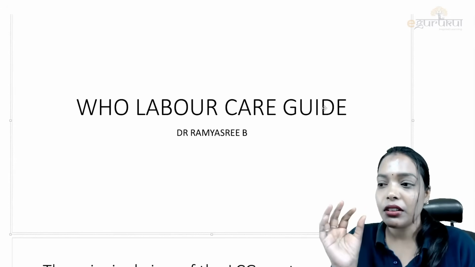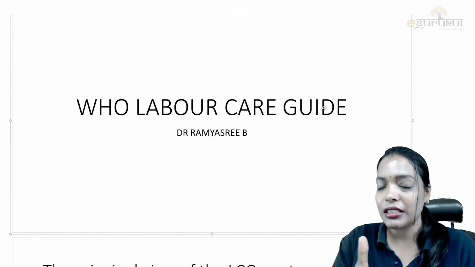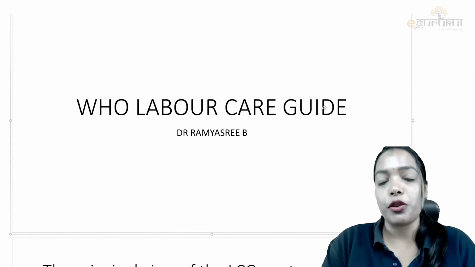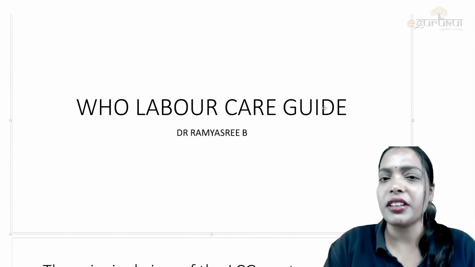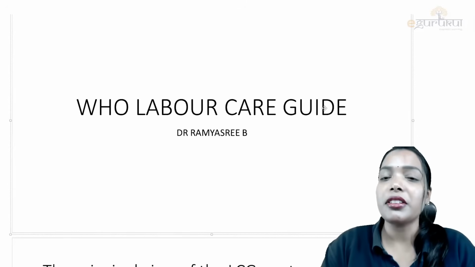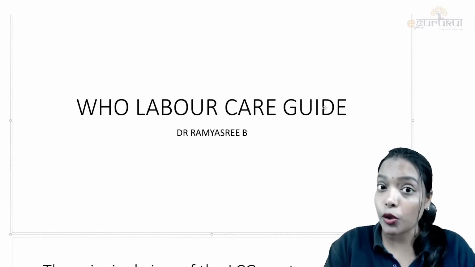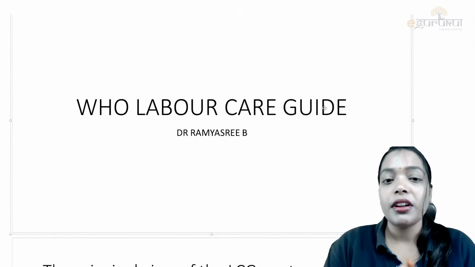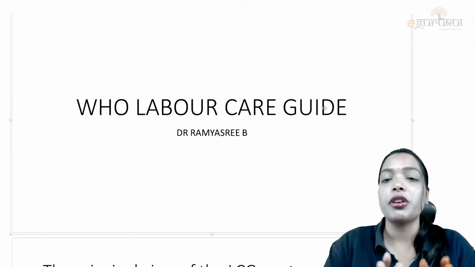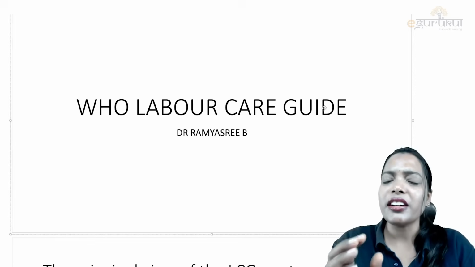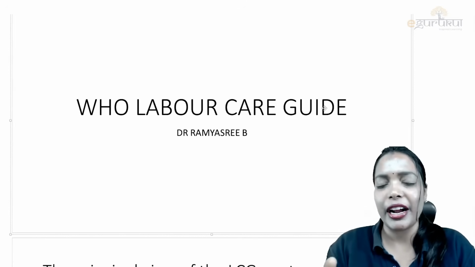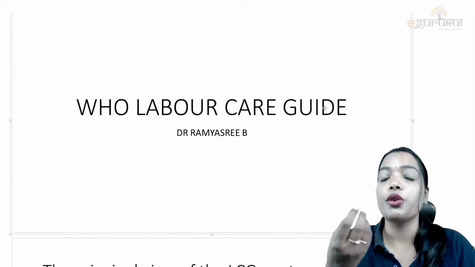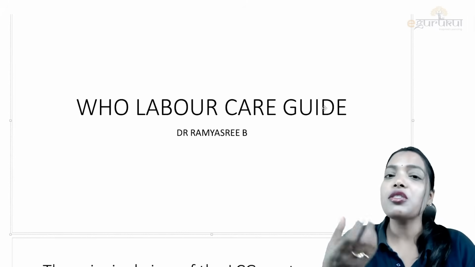And this is the partogram. So we all know that initially we had the partogram. First was the Friedman's curve, followed by the partogram. Then we had the modified WHO partogram. Now they have introduced the WHO Labor Care Guide. There are certain changes in the WHO Labor Care Guide, like the alert line and action line, which was introduced by Philpott and Castle, that is no more present.